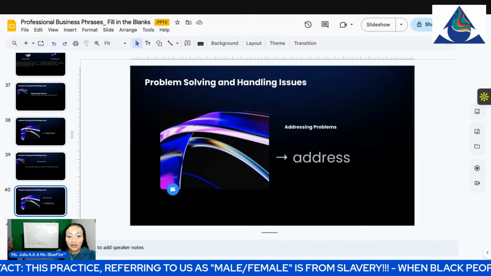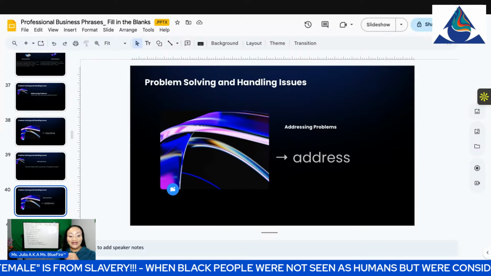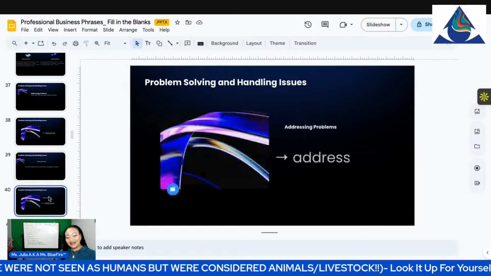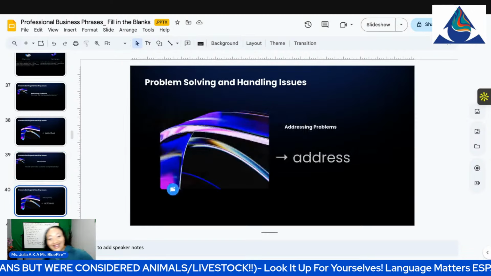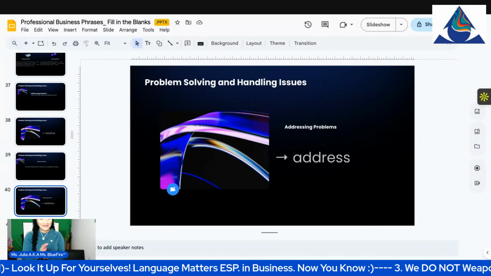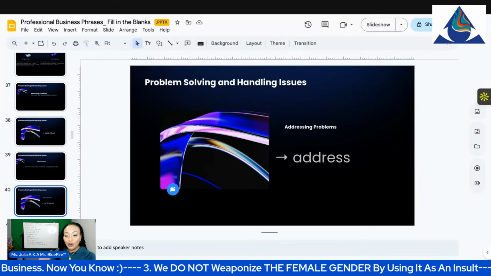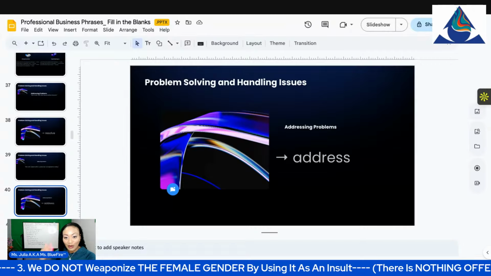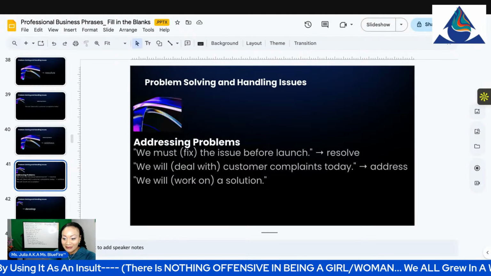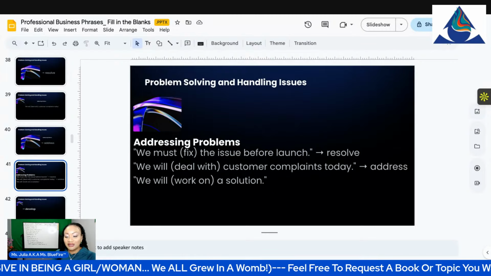All right. So address, right? Instead of handling, what did I say? I never use "we will deal with." It's like automatically there is a problem. We're going to have to deal with this, have to deal with this. You know what I mean? It's so negative. So address means that I will be present and look at what the issues are, and we will come up with a solution. Address. Okay? Much better. So here are all the statements here. We must fix the issue before launch. We must resolve.